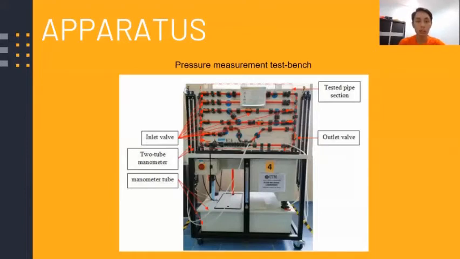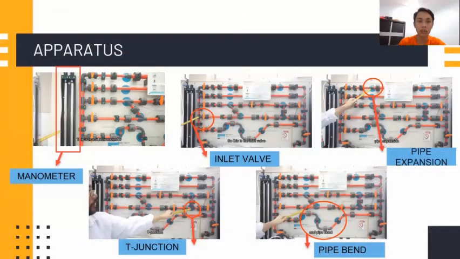So today I will be presenting our group's apparatus and methodology for this experiment. The apparatus we use in this experiment is the pressure measurement test bench. Inside the pressure measurement test bench, there are five main pieces of equipment, which are the manometer, the inlet valve, the pipe expansion, the T-junction, and also the pipe bend.